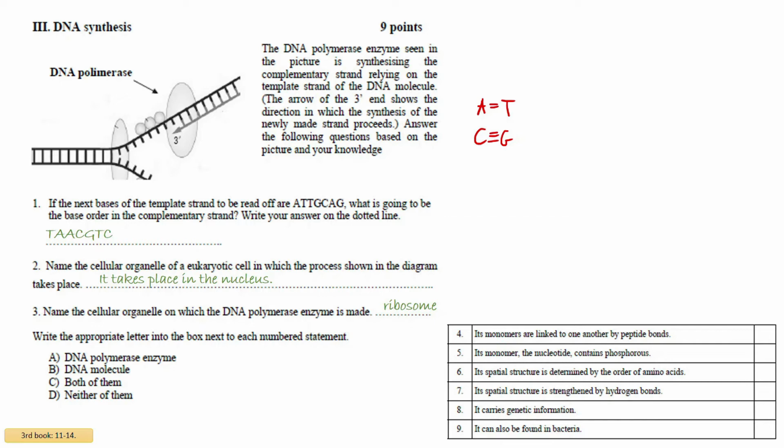Its monomers are linked to one another by peptide bonds. That's going to be true for the DNA polymerase enzyme. So A. Its monomer, the nucleotide, contains phosphorus. That is true for the DNA molecule. If you remember, a nucleotide is made up of a pentose sugar, in this case a deoxyribose, a nitrogenous base, and a phosphate group. So that's why we wrote B in here.